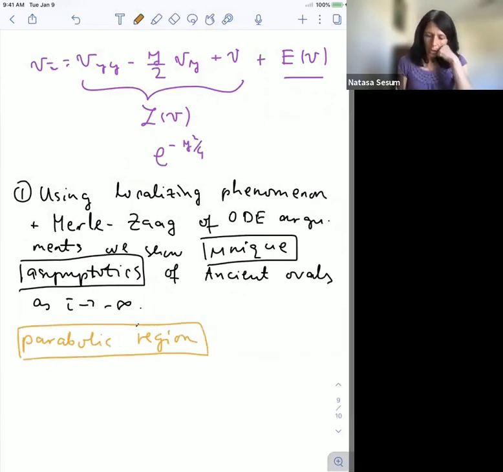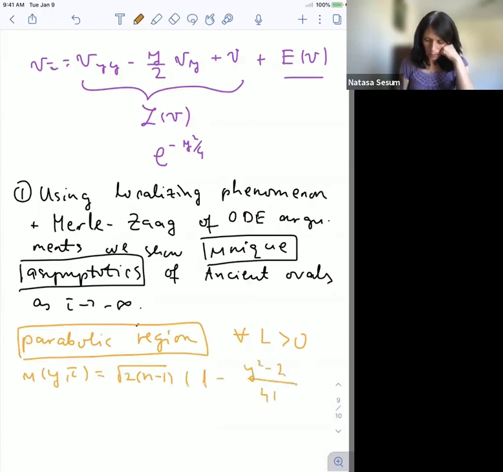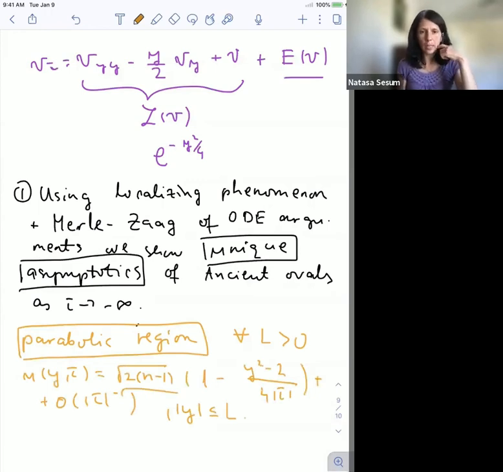In the parabolic region, we prove the following. For every L greater than 0, we prove that our rescaled solution looks like the square root of 2n minus 1, and then 1 minus (y squared minus 2) over 4 tau plus little o of tau to the negative 1, when y is less than or equal to L. So u equal to the square root of 2n minus 1 is a round cylinder. Here we compute the second order asymptotics.